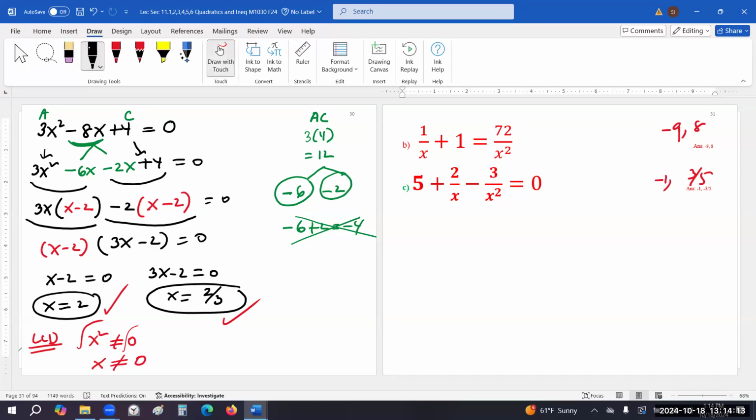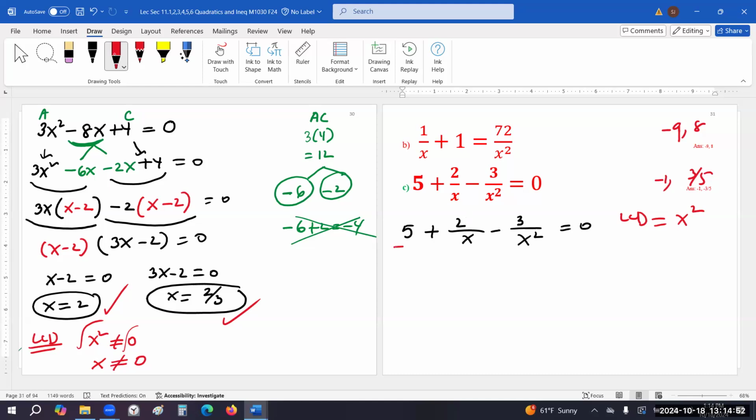Okay, I'm going to do the second one: 5 plus 2 over x minus 3 over x squared. So we have everything on one side. We don't have to do step one. We go to step two directly, look for the LCD. And by now, you already know what our LCD is, right? What is our LCD for x and x squared? X squared. Good news, in the final exam, they will have x and x squared, so you'll know that the denominator is x squared.